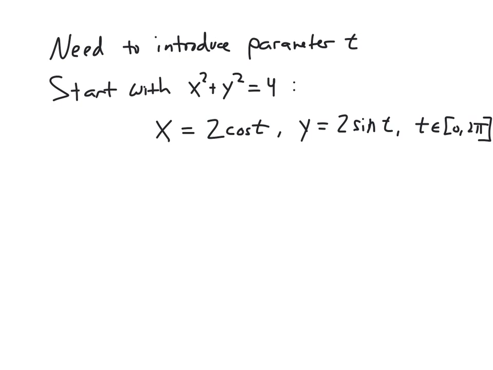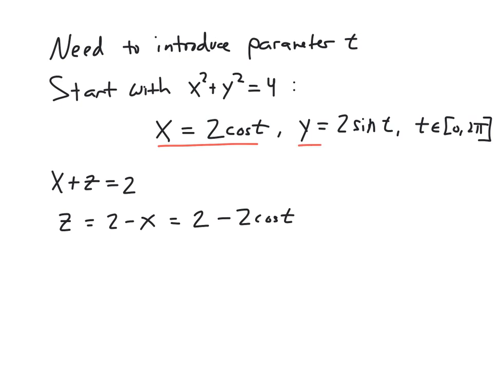And now, if we introduce the plane, I know that x plus z equals 2 is the equation of our plane. And so from that, I can see that z is going to be 2 minus x just by rearranging. And so if x is 2 cosine t, that means z must be 2 minus 2 cosine t. Okay. And now I have all three of our variables in terms of t. And so these will be the components of our vector function.